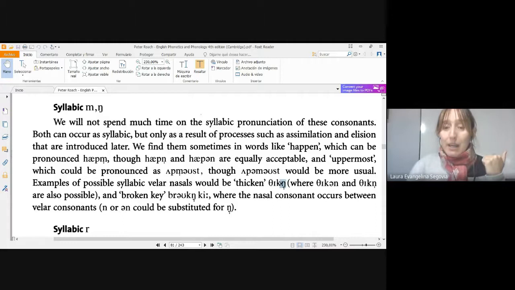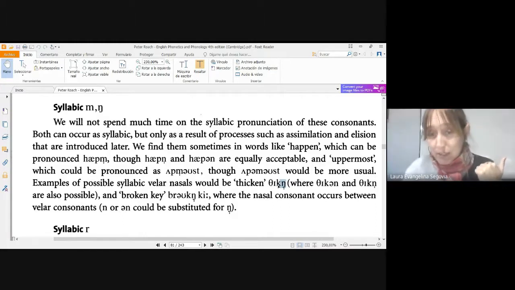Porque la consonante anterior es k, que es velar. Entonces yo voy a decir broken, broken key, broken key. Acá tengo una velar y acá tengo otra velar. Dos juntas. Yes? The nasal consonants occur between velar consonants. Entonces acá tenés broken, broken key.